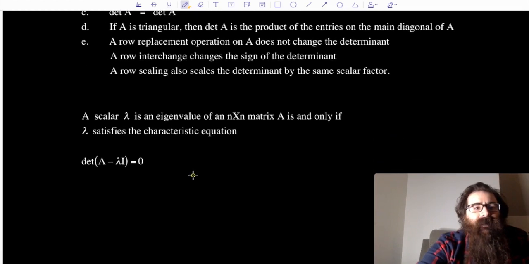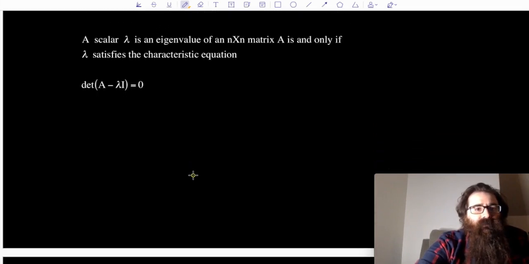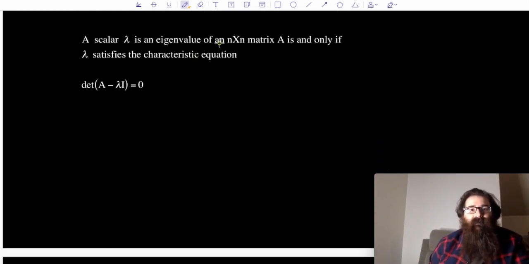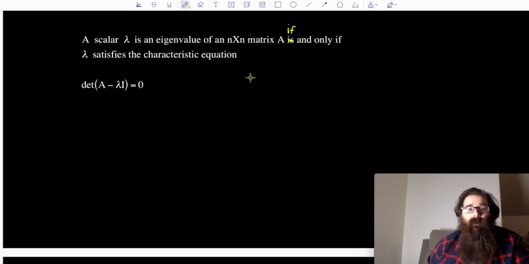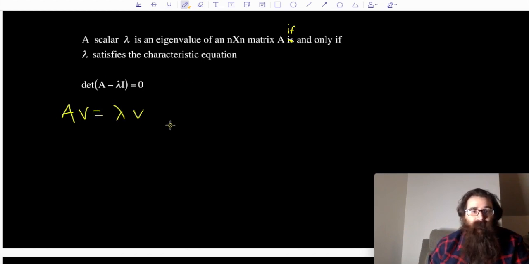And then a big idea for our lecture today: a scalar lambda is an eigenvalue of an n by n matrix A if and only if lambda satisfies the characteristic equation, the determinant of A minus lambda I equals 0. So let's talk about where this comes from. If we're talking about an eigenvalue-eigenvector system, then we have A times vector v is equal to lambda times vector v for some non-trivial vector v.